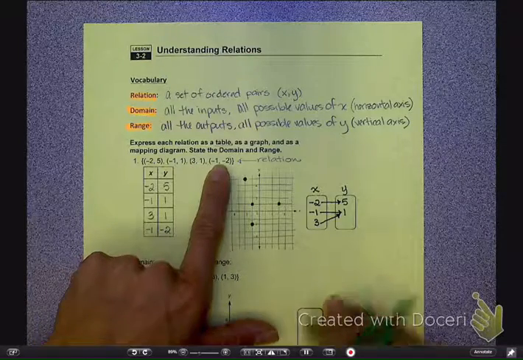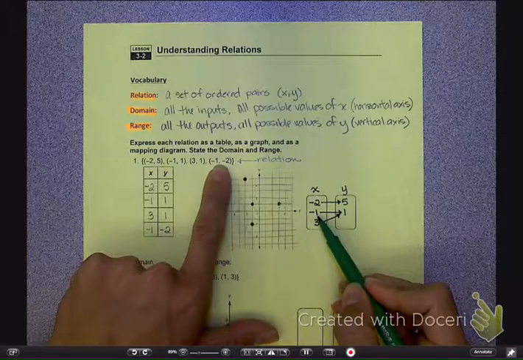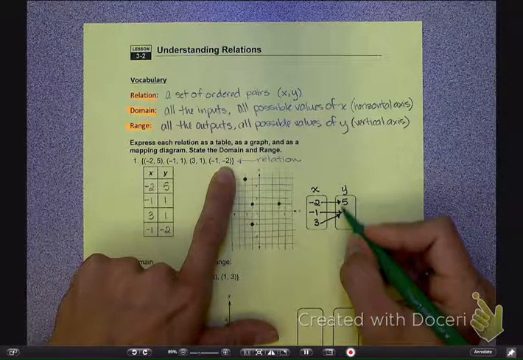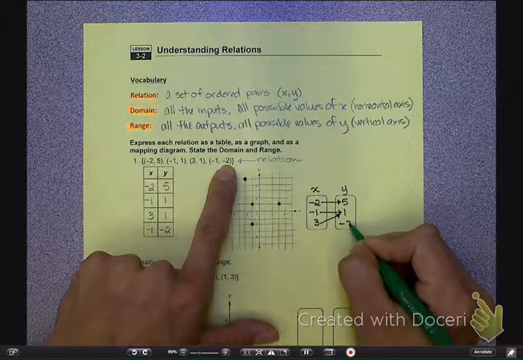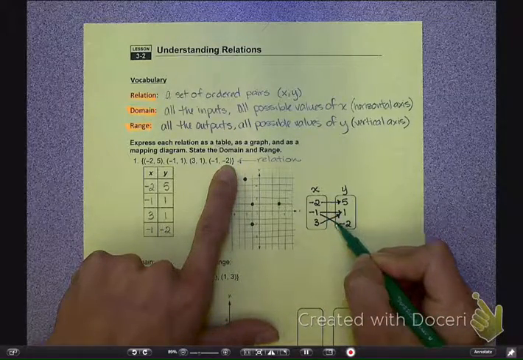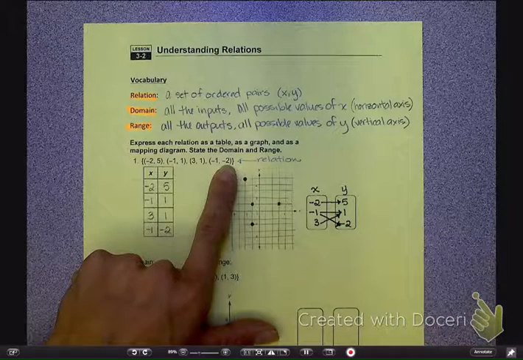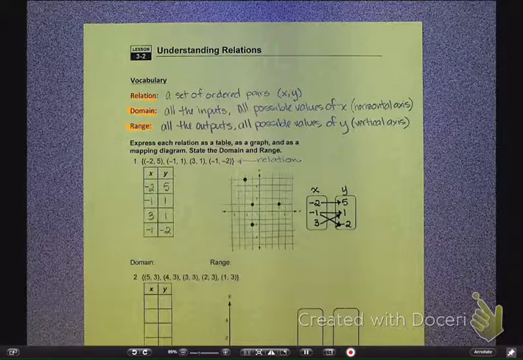Okay, and last I have -1, -2. Well, I already have -1 written down, so I'm just going to leave it there, and it corresponds with -2. So now what I'm going to do is write down the -2 and draw an arrow from -1 to -2, because those ones correspond as well. Okay, so that's your mapping.